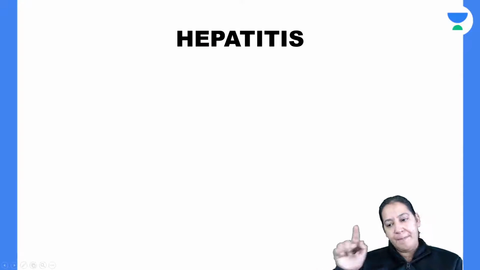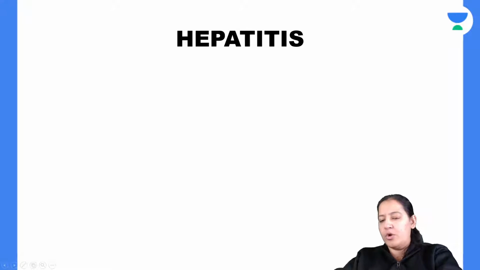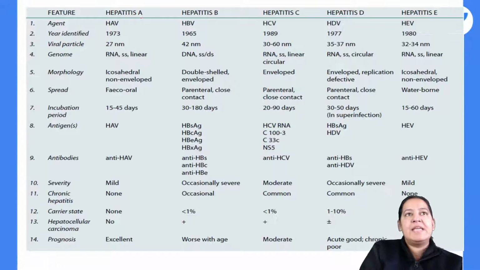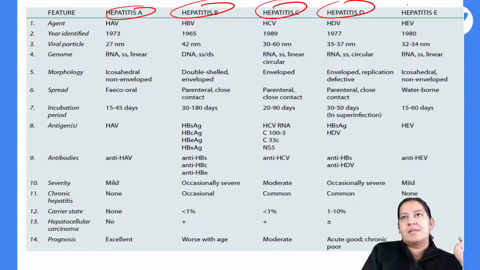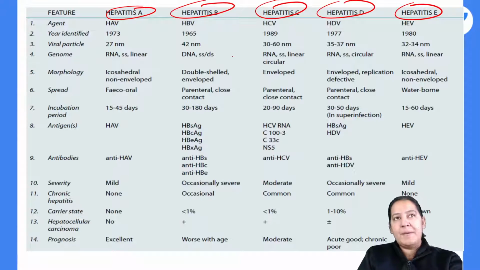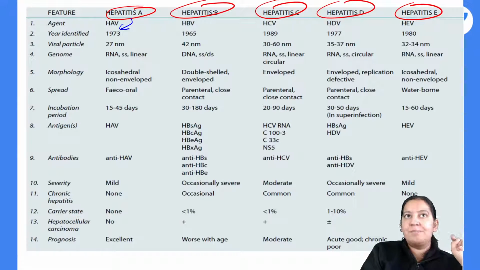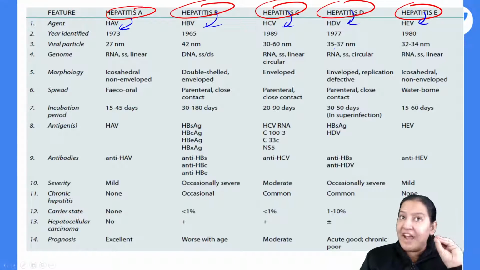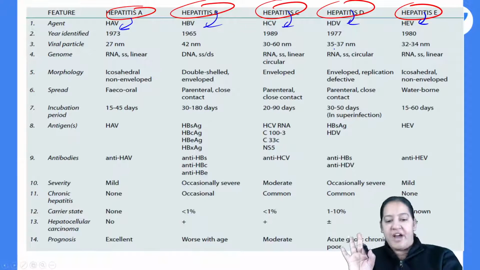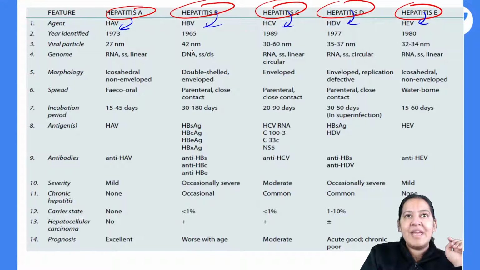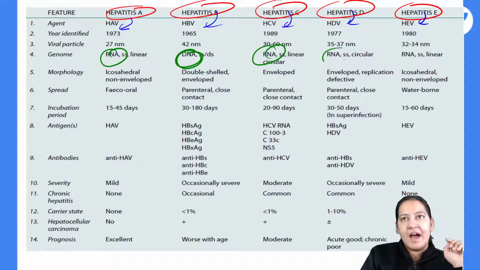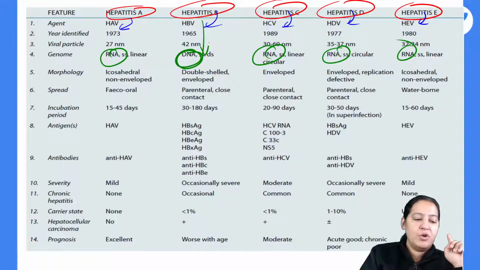So we have completed that there are 5 types of hepatitis. We all know hepatitis A, B, C, D, E. All of them are caused by viruses, the 5 viruses. Hepatitis A is caused by hepatitis A virus, B by B, C by C, D by D and E by E. Out of the 5 viruses, only hepatitis B is a DNA virus. The rest are all RNA. It is an important MCQ you have to learn.